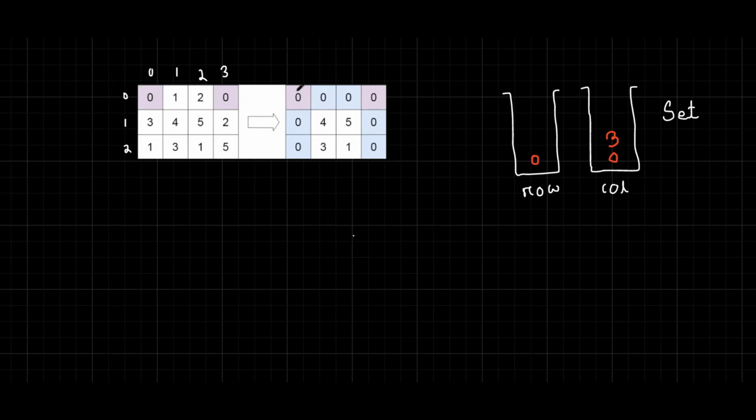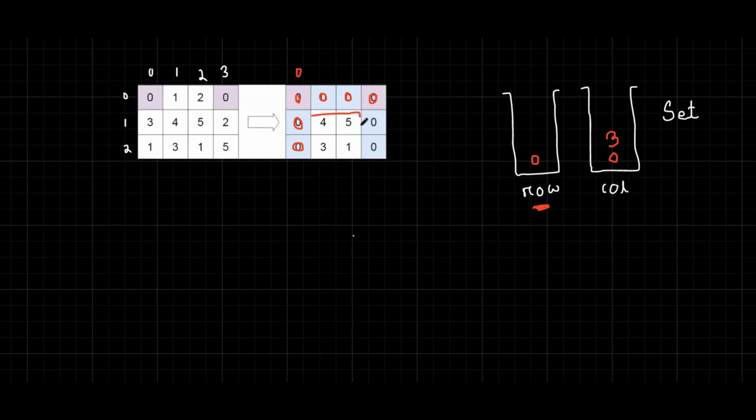Now, suppose for this element 0, its row number is 0. So it is present here. So we have to set it 0. Similarly, for this 0, its row number is 0, which is present in the set. So for this 0 and for this 0 as well. Now, for this 0, its column number is 0. So its column number is present in the set. Now, we have to set this 0 and this 0.